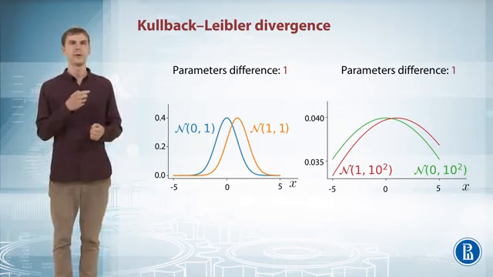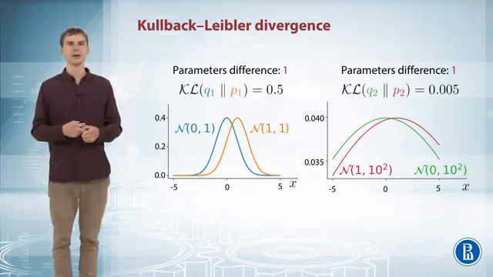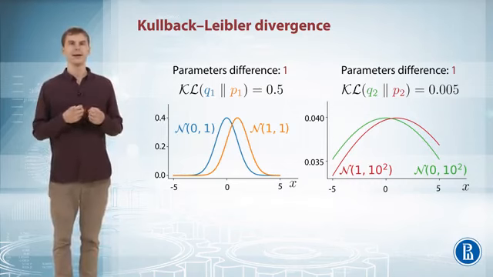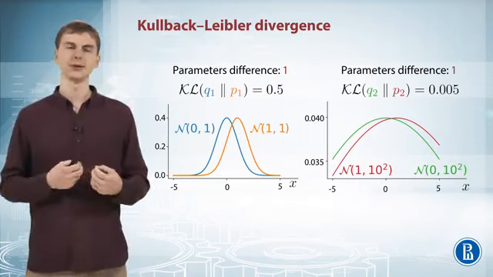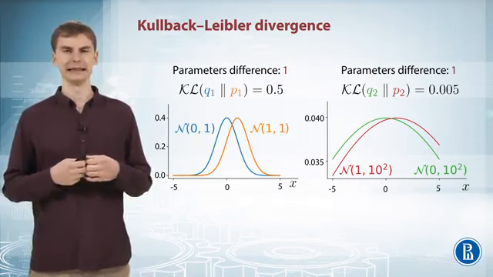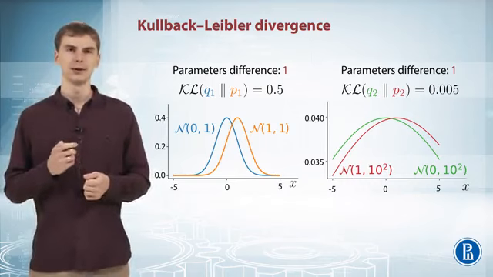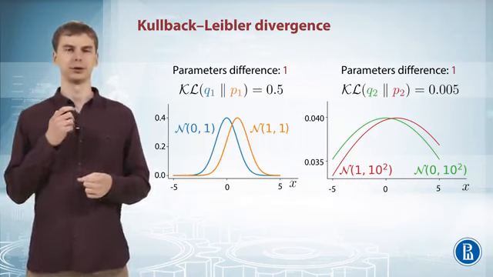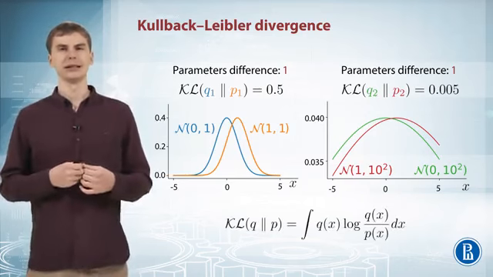And for example, for these particular distributions, the KL divergence between the first two ones, the blue and the orange Gaussian, will be 0.5, and the KL divergence between the green and red one will be 0.005. So it kind of reflects our intuition that the second set of Gaussians are much closer to each other. So let's look at the definition of the Kullback-Leibler divergence. It may look scary a little bit, but the idea is really simple.